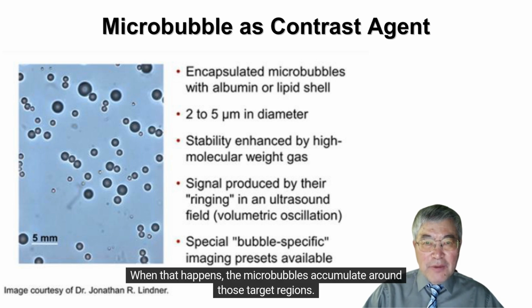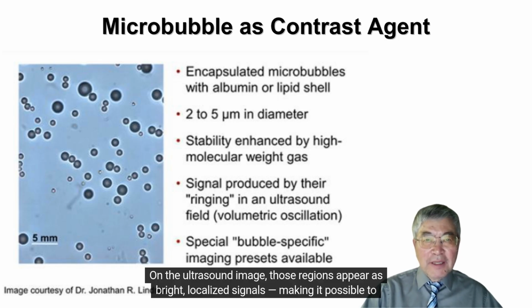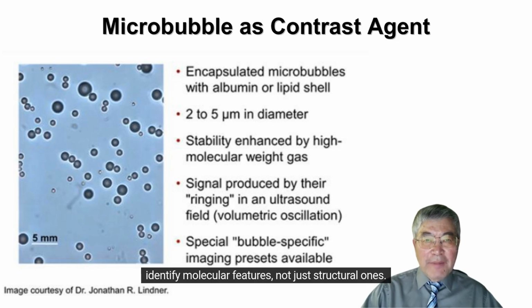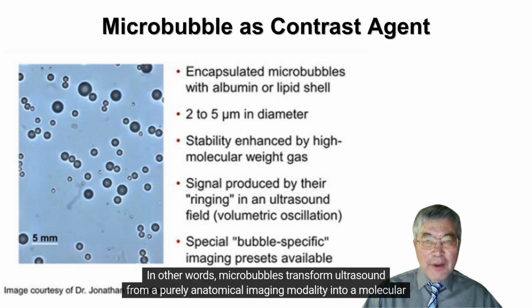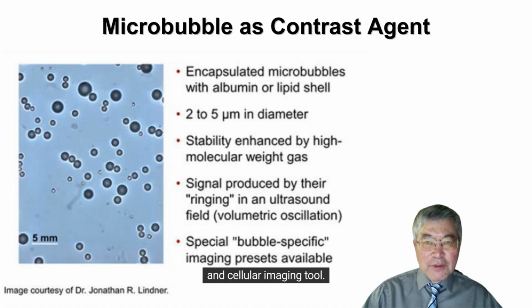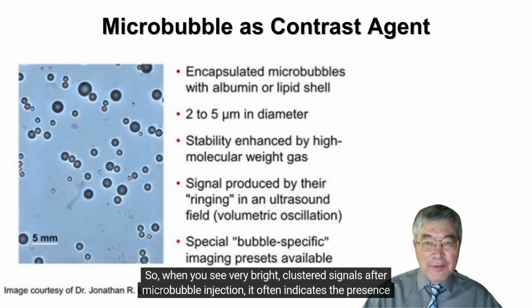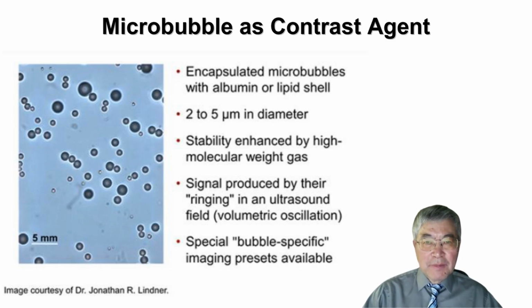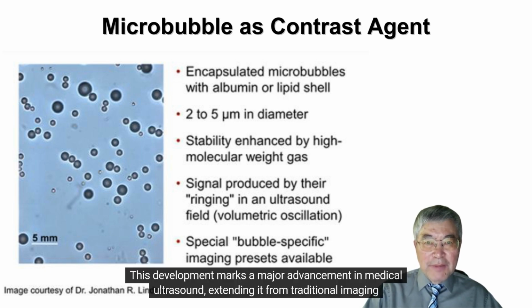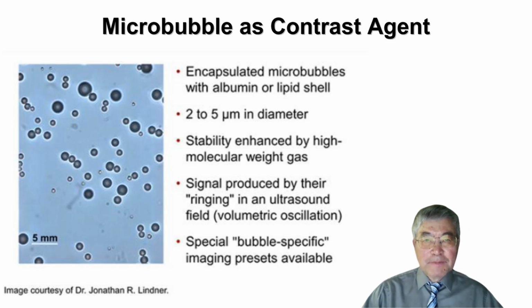When that happens, the microbubbles accumulate around those target regions. On the ultrasound image, those regions appear as bright, localized signals, making it possible to identify molecular features, not just structural ones. In other words, microbubbles transform ultrasound from a purely anatomical imaging modality into a molecular and cellular imaging tool. So, when you see very bright clustered signals after microbubble injection, it often indicates the presence of something biologically distinct, such as a tumor. This development marks a major advancement in medical ultrasound, extending it from traditional imaging into targeted diagnostics.